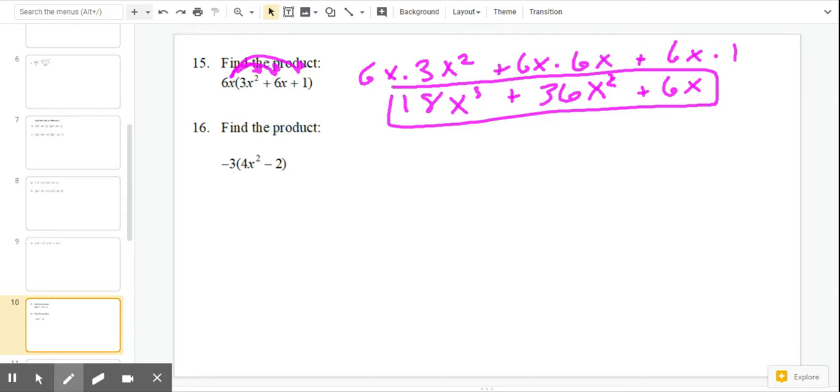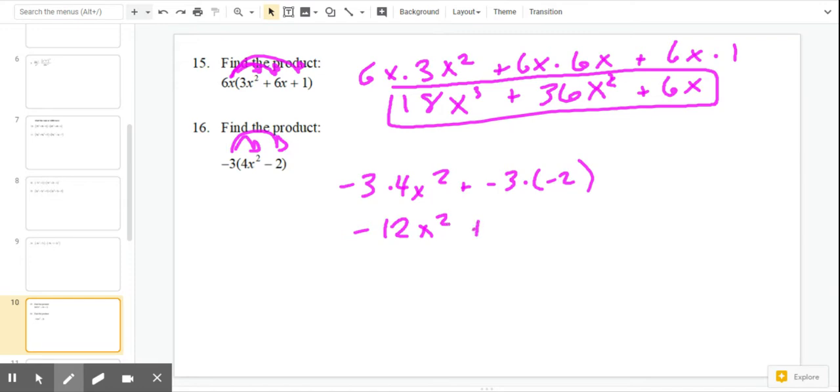This next one, same idea. We're distributing a monomial, so we're distributing that negative 3. So we have negative 3 times 4x squared plus negative 3 times negative 2. So negative 3 times 4 is negative 12x squared. And then negative 3 times negative 2 is plus 6.